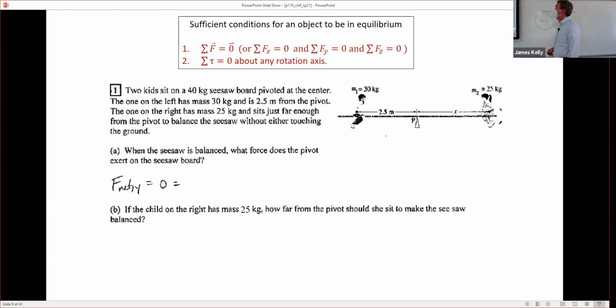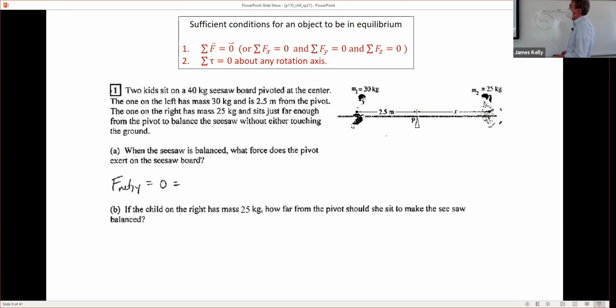Okay, let's start off with an easy case. Here are two kids sitting on a 40-kilogram seesaw board, which is pivoted at the center. So the mass of the board itself is 40 kilograms. This child on the left, 30 kilograms, is 2.5 meters from the pivot point, so 2.5 from the center. And the child on the right is 25 kilograms, and at least in part A, is sitting at a position so that it's balanced. She's got less mass, so she's got to sit a little bit farther out, right?